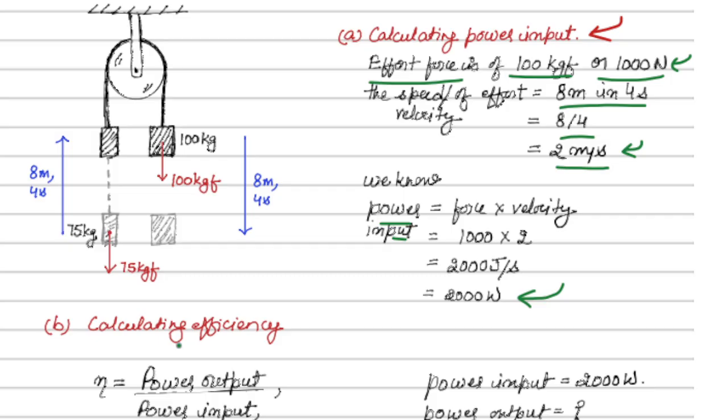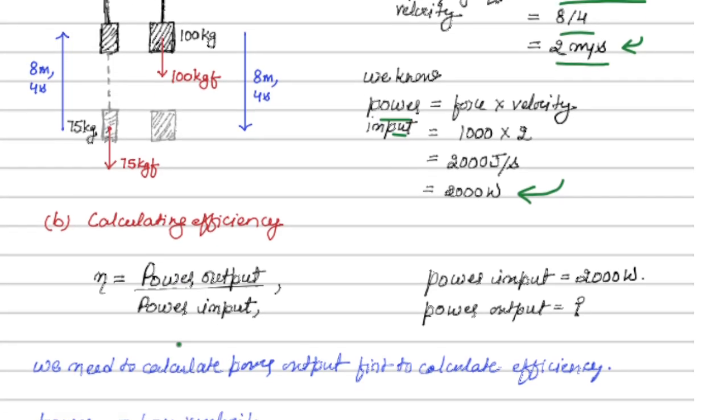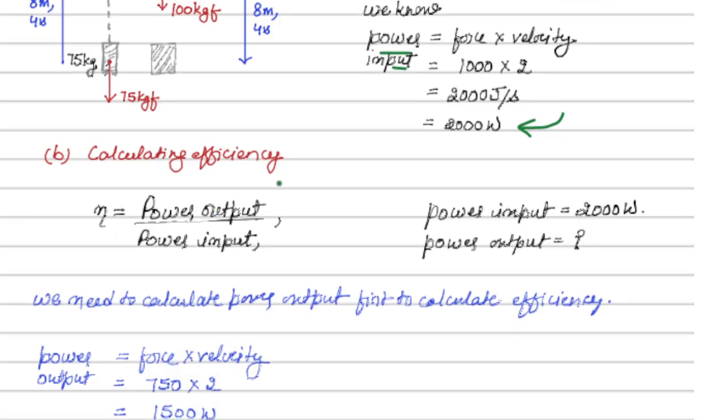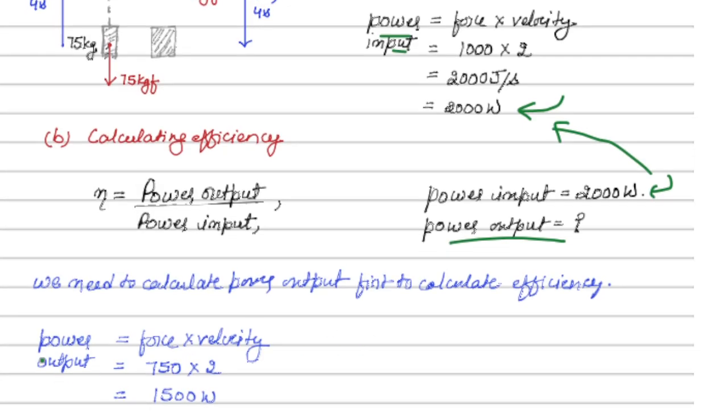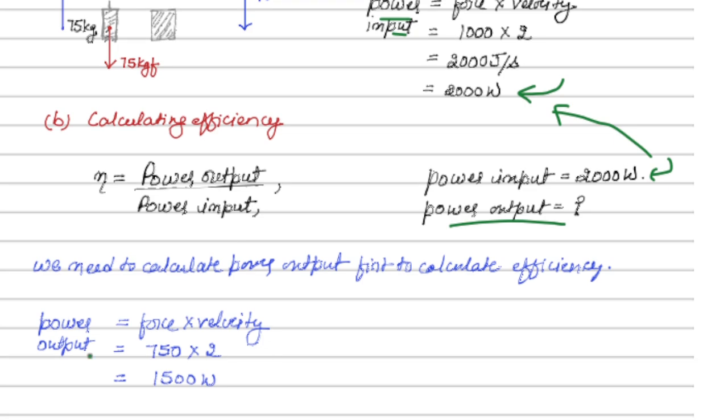Now let's see how we can calculate the efficiency. Efficiency is power output divided by power input. Power input we already have calculated as 2000. We have already calculated how much power we are giving in, but we don't know the power output. So we need to calculate power output first to calculate efficiency, right? So this becomes one more step here.